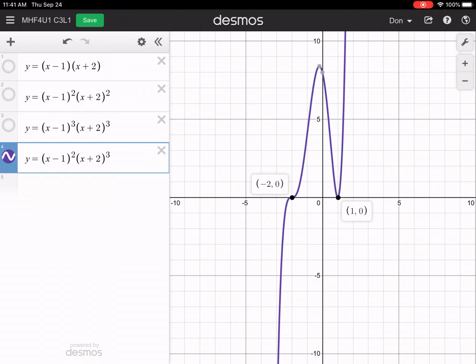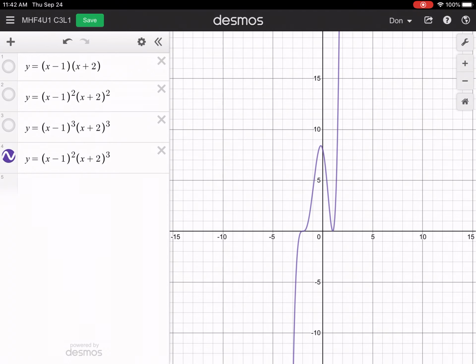Overall, the degree of the function is if I add up all the exponents. So if I add that 2 and 3 in that last function that we can currently see, overall the degree of the polynomial is degree 5. And if we take a step back and look at the whole polynomial, it does look like degree 5. It's passing from quadrant 3 up to quadrant 1, and that's what we would expect it to do.